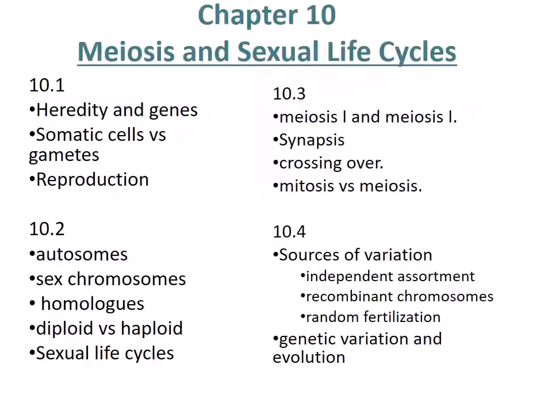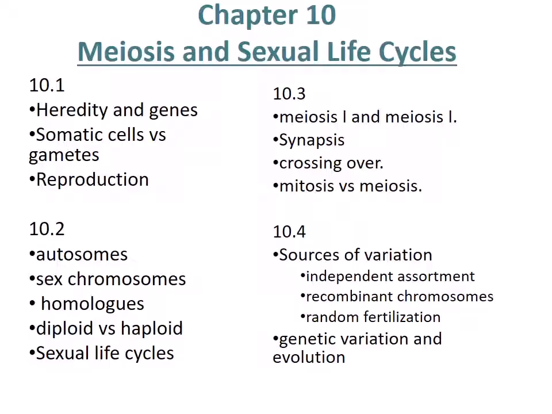So that was chapter 10. We talked about meiosis and sexual life cycles. So we talked about heredity and genes and somatic cells versus gametes. So somatic cells are body cells, gametes are like sex cells. We talked about reproduction super briefly. We talked about autosomes and sex chromosomes. So sex chromosomes are part of sex determining systems, and autosomes are just your kind of regular other chromosomes.